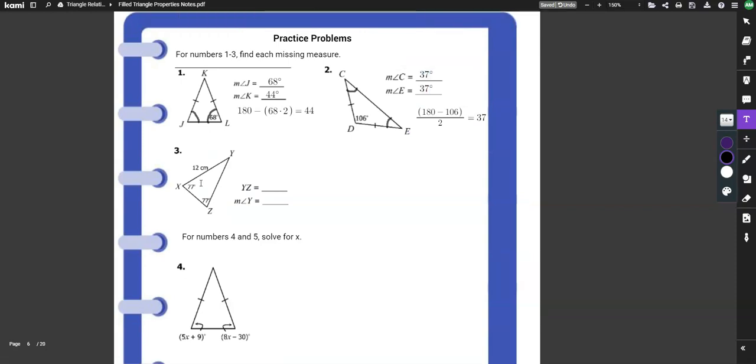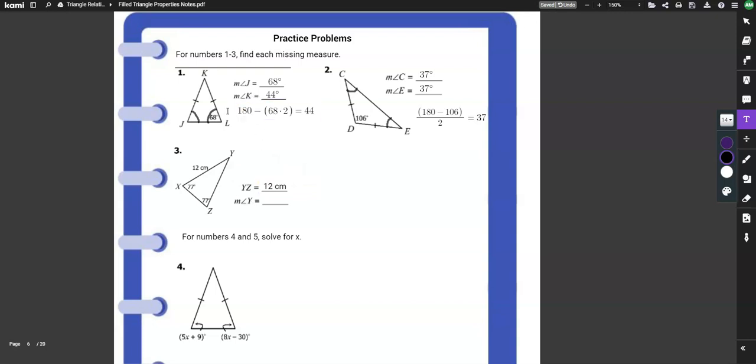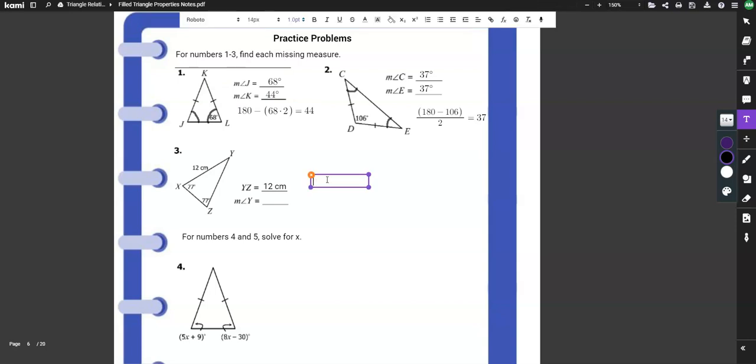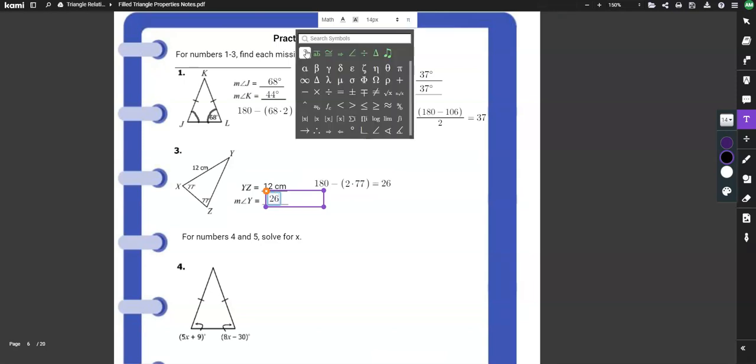Number 3, it tells me that angle X and angle Z are congruent to each other. So that means that YX and YZ are congruent. Since YX is 12 centimeters, that means YZ is 12 centimeters. And if they give you units, give back units. To find the measure of angle Y, we do the same thing that we did for number 1: take 180 and subtract the two 77-degree angles. So 2 times 77, and that is going to be equal to 26. So the measure of angle Y is 26 degrees.